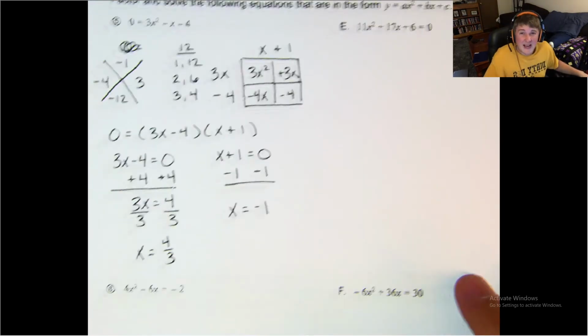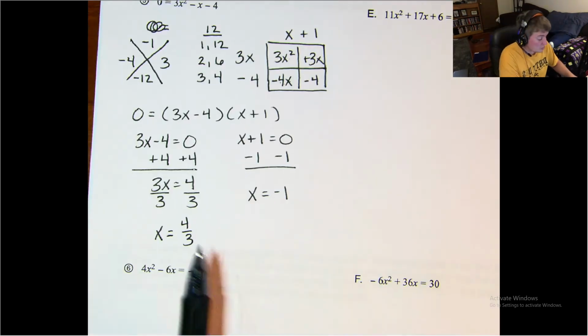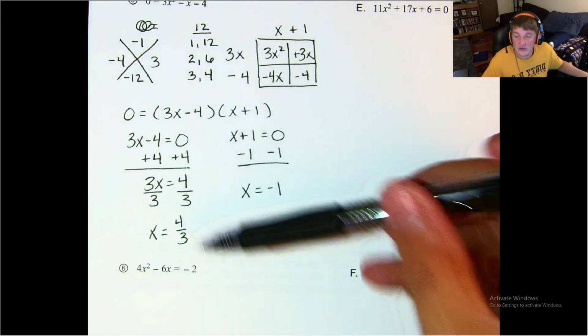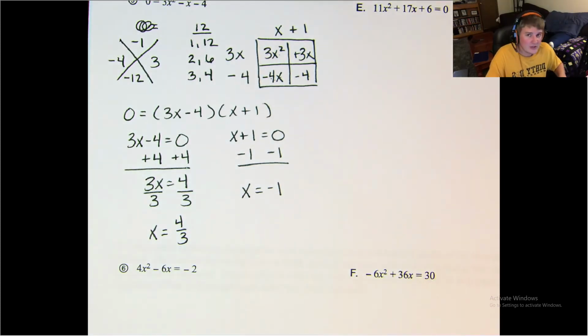So more times than not, you are going to get two answers, okay? Also, especially in this section, you're going to get a ton of fractional answers. I want you to leave your answers in fractional form, okay? Do not give me a decimal. I just want the fractional form. Okay, let's move on to 6.